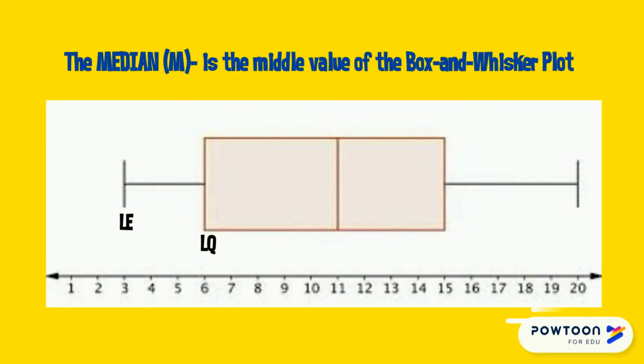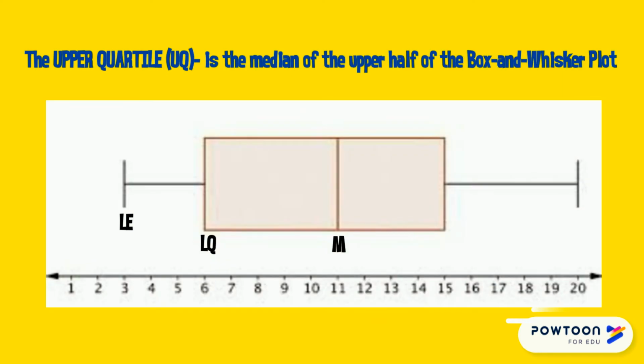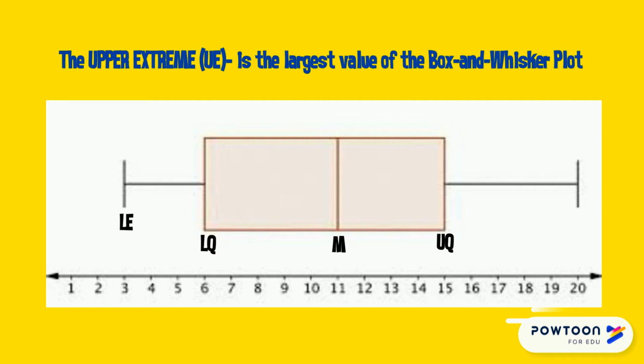The median, or M, is the middle value of the box and whisker plot. Here, the M, or median, would be 11. The upper quartile, or UQ, is the median of the upper half of the box and whisker plot. Here, the UQ is 15. The upper extreme, or the UE, is the largest value of the box and whisker plot. Here, the UE is 20.